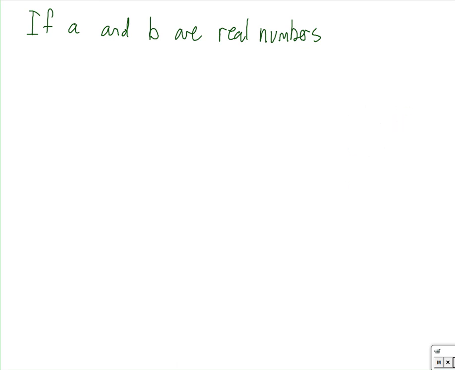Okay, so a real number is anything that does not involve the square root of negative 1. If it's not real, it's imaginary. If it's imaginary, it involves the square root of negative 1. Okay, so A and B are real numbers, and A times B equals 0. Why does A times B equal 0? Because I said it does.